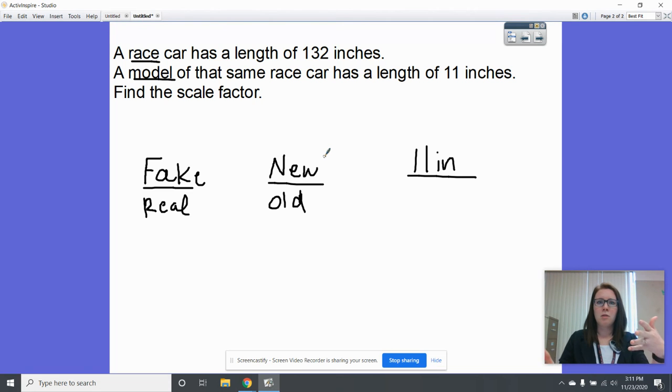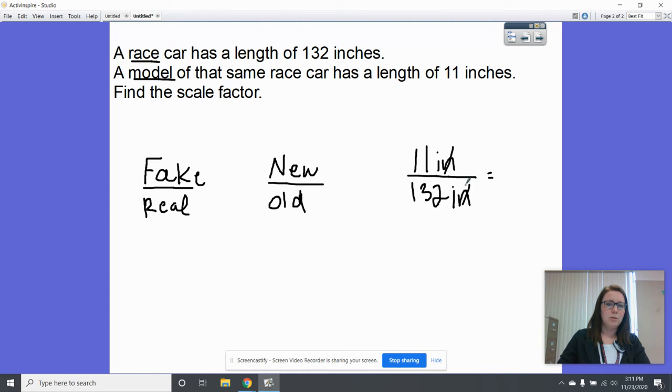You can't make a model of a race car until you've made the actual race car first. So the actual race car was first, which means it's the older car in this case, and the model is the newer car. So the actual race car is the real thing, and it's older than the model, so it's going to be 132 inches on the bottom. And now all we have to do is simplify.